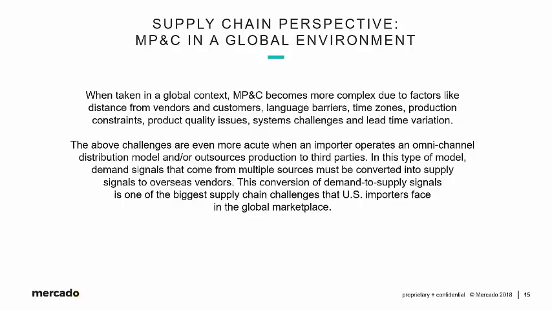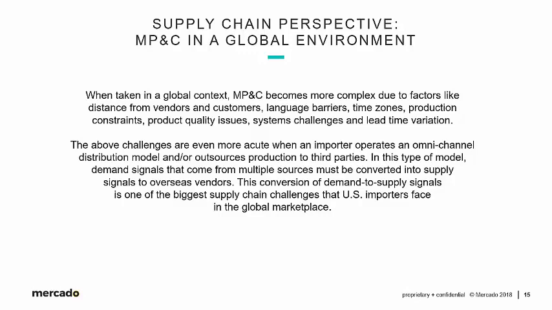That's a big deal. If we think about it, the above challenges are even more acute when an importer operates an omni-channel distribution model, as we defined it, and/or outsources production to third parties, which of course is what we're talking about in this module. In this type of model, demand signals that come from multiple sources, from stores, from online orders, from catalog purchases, must be converted into supply signals to those overseas vendors. This conversion of demand to supply signals is one of the biggest supply chain challenges that U.S. importers face in the global marketplace.